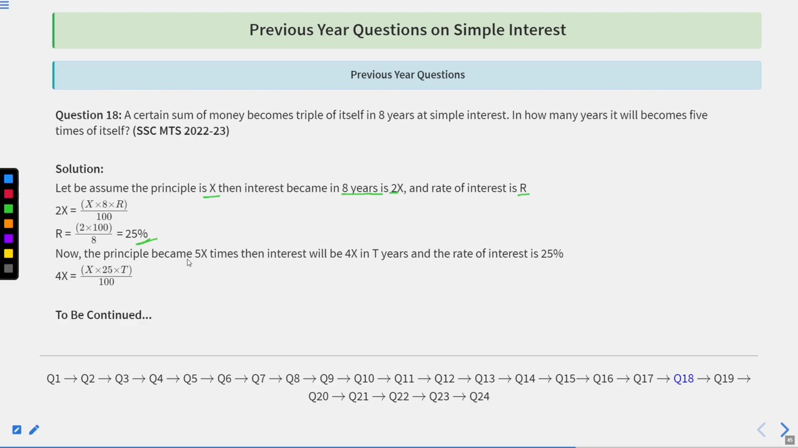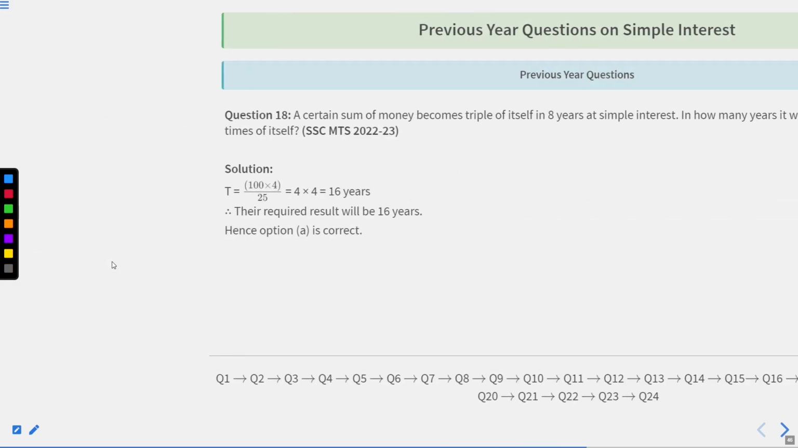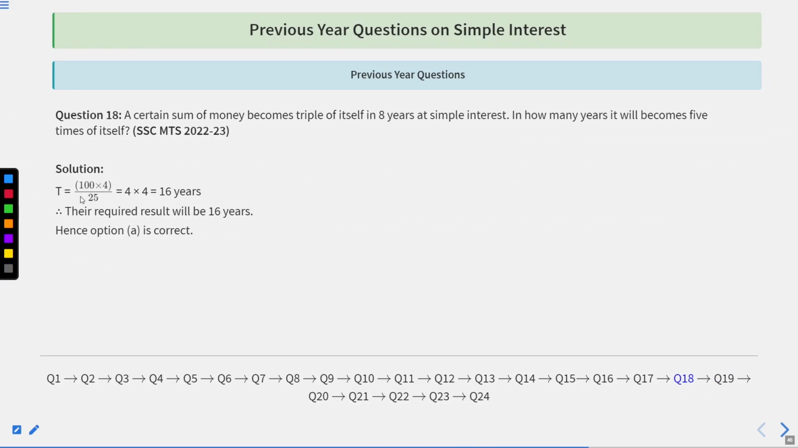So now the amount becomes 5x times, then the interest will be 4x in t years and the rate of interest is 25%. So it is 4x equal to x into 25 into t upon 100. So t is equal to 100 into 4 upon 25, that is 4 times 4 equal to 16 years. So the option correct here is option A.